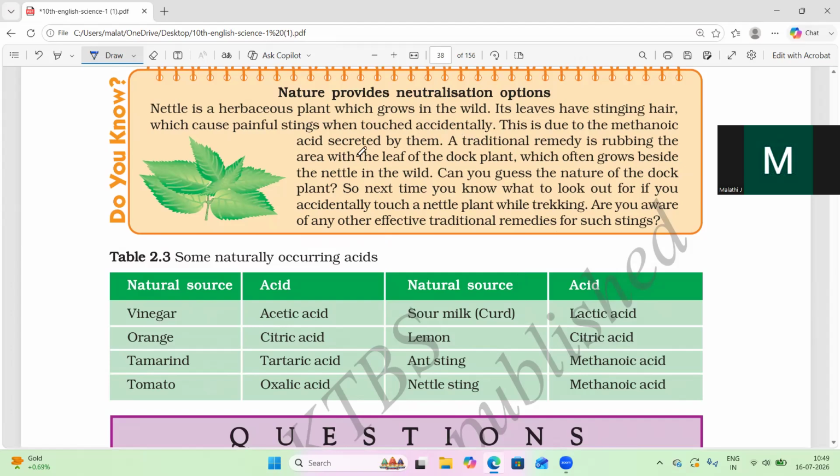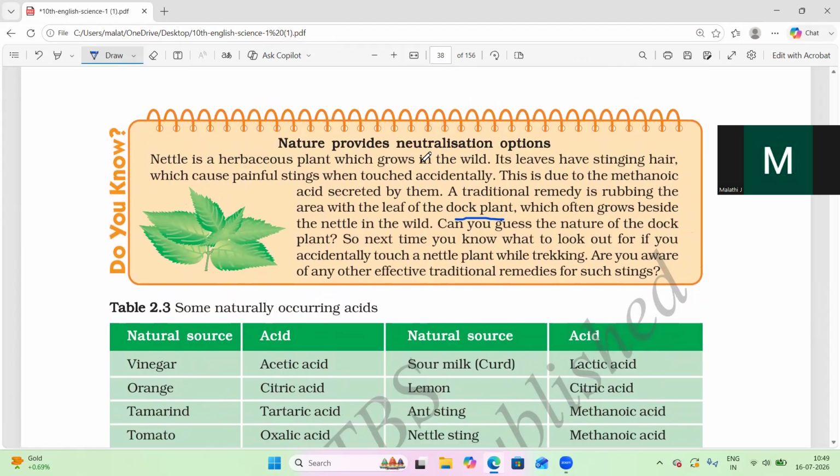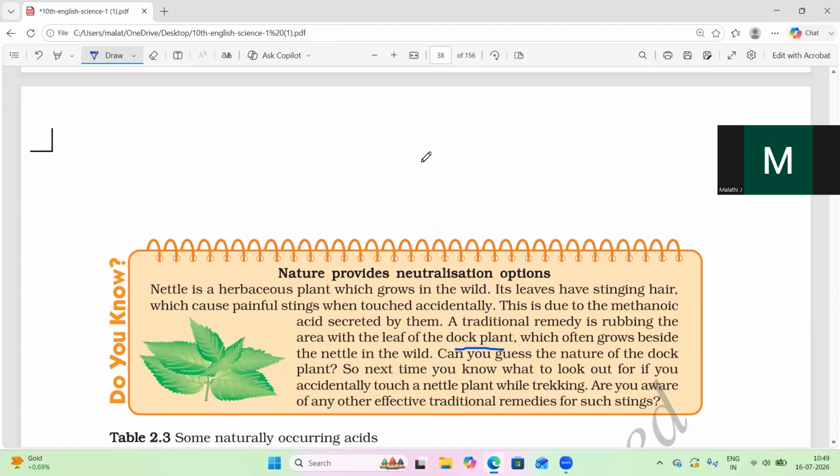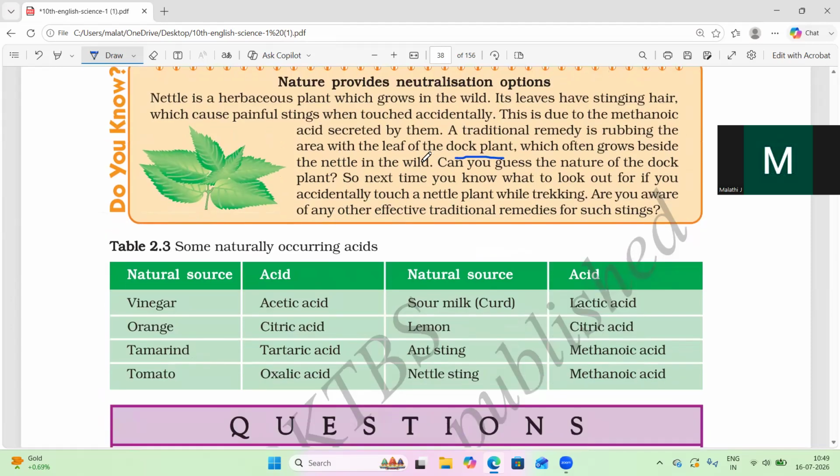When methanoic acid is secreted by them, the traditional remedy is rubbing with the leaf of the dock plant, which often grows beside the nettle in the wild. So wherever we get some acidity, we have to neutralize it using a base, as we studied. So, the pH of our stomach, the pH of tooth decay, then pH in agriculture.